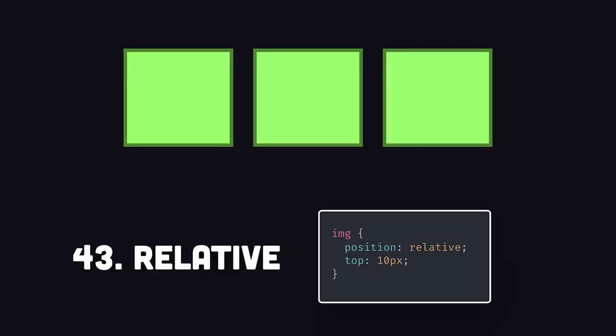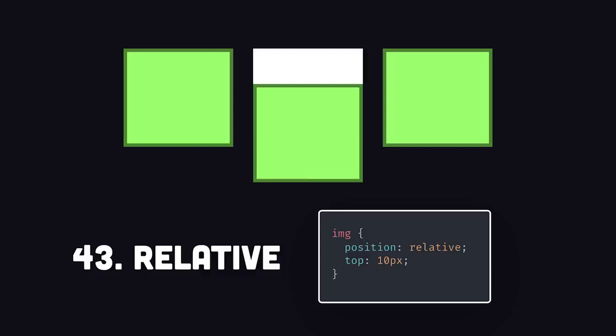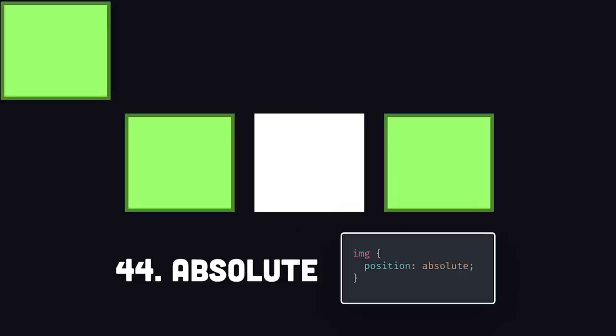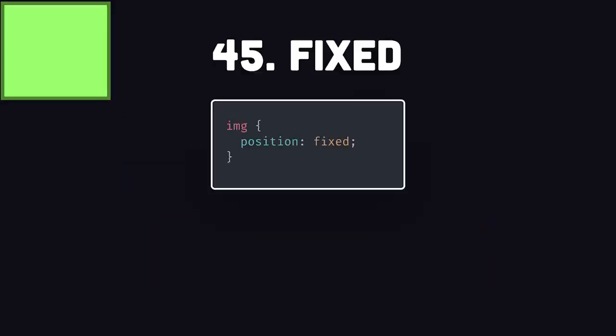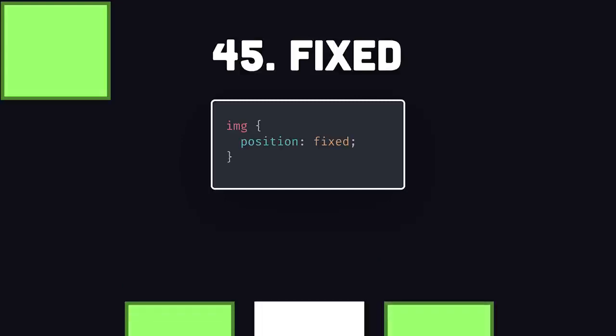Relative positioning allows an element to move a certain number of pixels from its normal position. Absolute positioning is similar, but the position values are relative to its nearest ancestor. And then we have fixed positioning, which will keep an element on the screen even as the user scrolls away from it because it's fixed to the entire viewport.